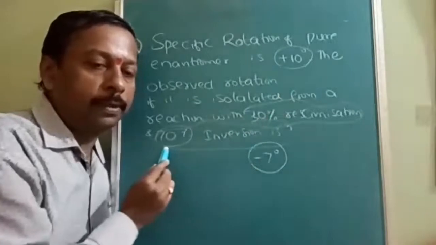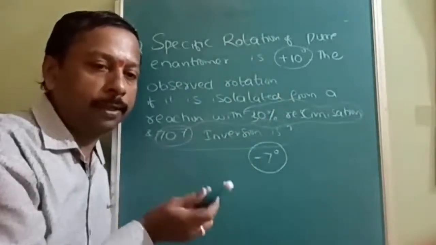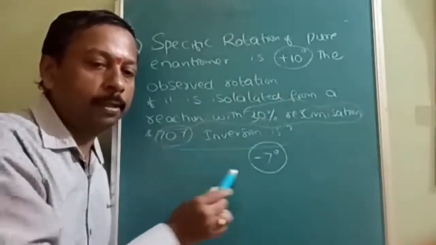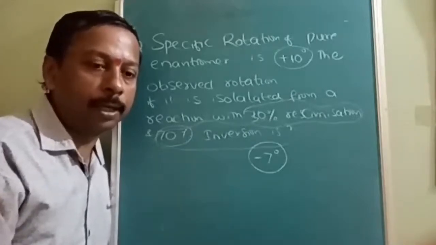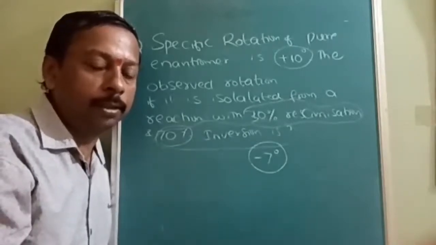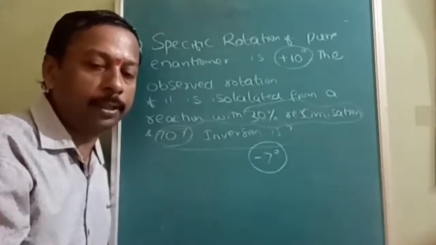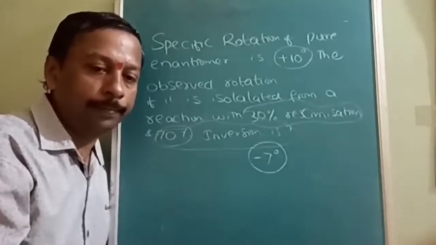But the left side is not 100%. Only 70% of the left side. That is minus 7 degree. Very simple calculation. Okay. So the answer to this question is 7, sorry, 7 degree minus. Okay.